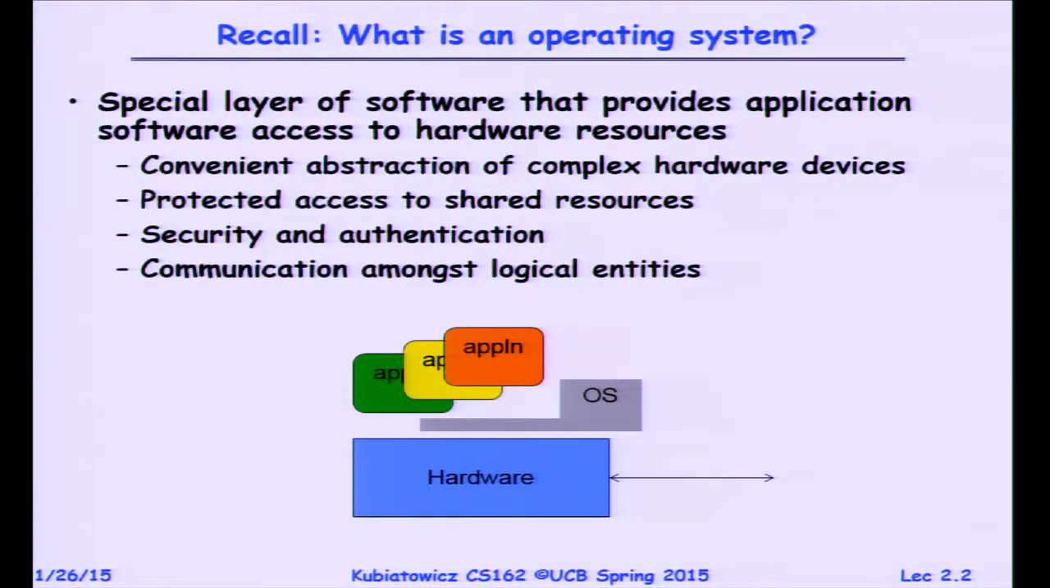And I don't know that we really came up with a full answer yet, but the idea was that there's hardware and there's applications, and the OS is somewhere in between. And here I've got its special layer of software that provides application software access to hardware resources, and it's a convenient abstraction. It gives protected access to resources, gives you security, authentication, and ways of communicating. But that's a lot of very high-level stuff.